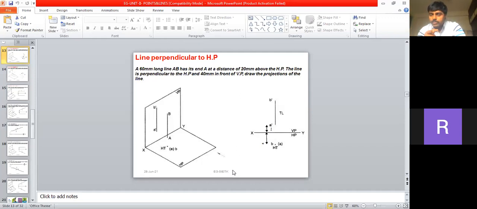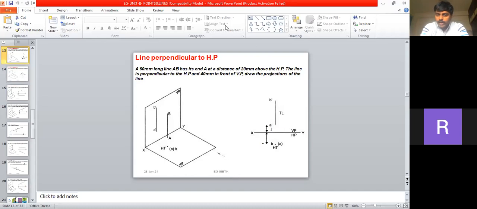Now what did they say in this problem? The A point is 20 mm above HP and 40 mm in front of VP. So what you do with the points: A dash is about 20, and the A point is 40 mm in front of VP. Please draw it. Now what is it indicating? Now we need to have it, length is 60 mm. From the A dash point, draw 60 mm height. That's all, you'll get the B dash point.